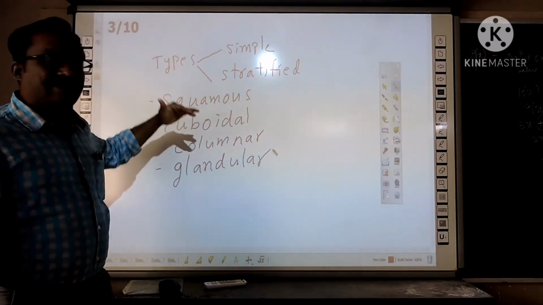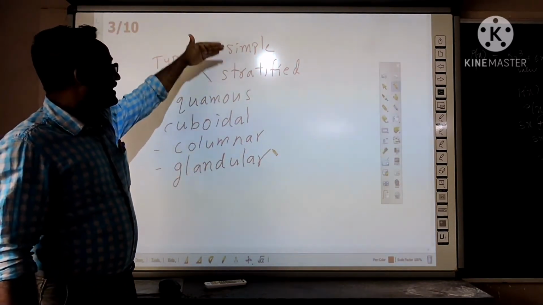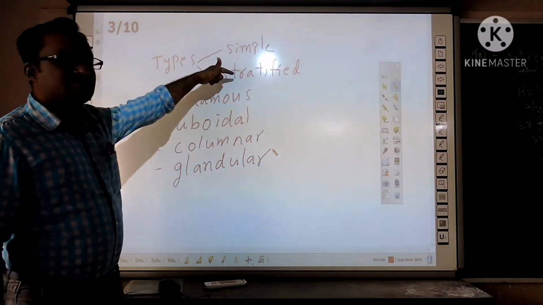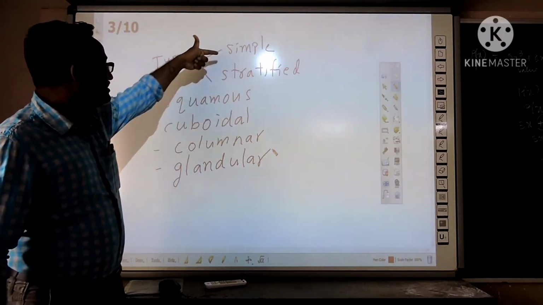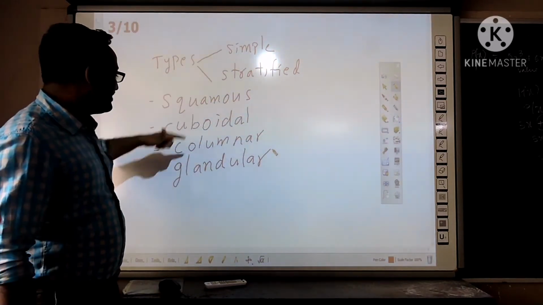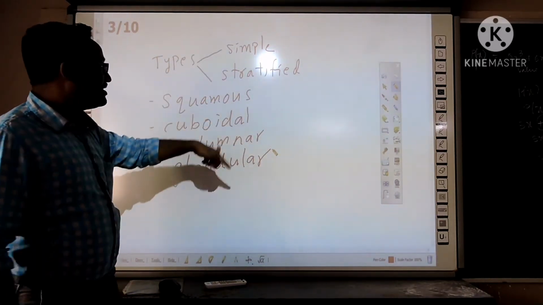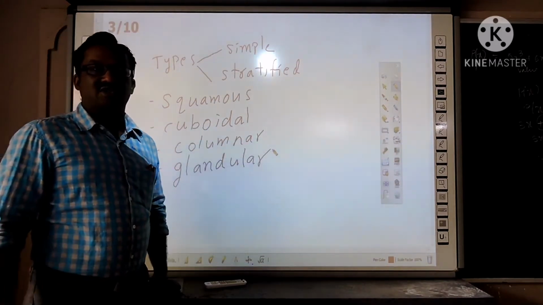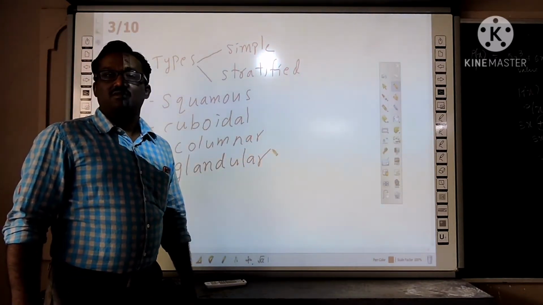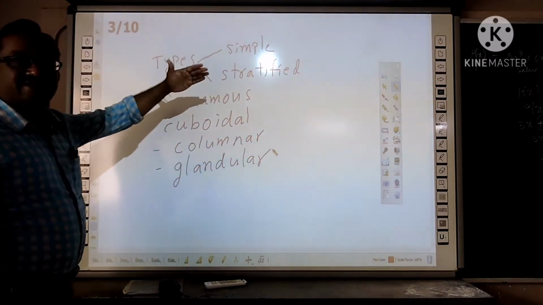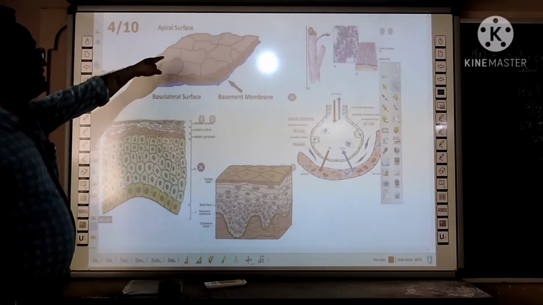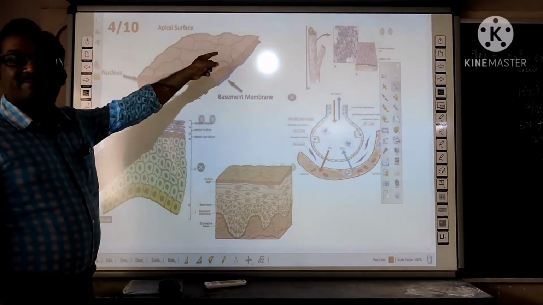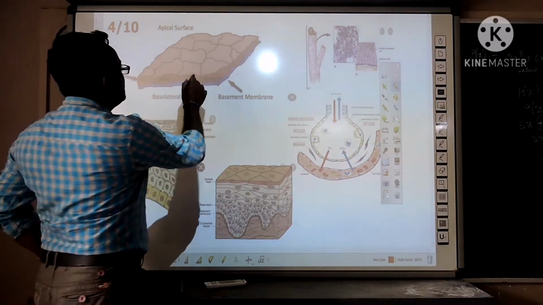In each type, these two types are there. That means a simple squamous, stratified squamous. Simple cuboidal, stratified cuboidal. Simple columnar, stratified columnar. Simple glandular, stratified glandular. Now let us see about each type of epithelial tissue. See, this is the simple squamous epithelium. This is the simple squamous.